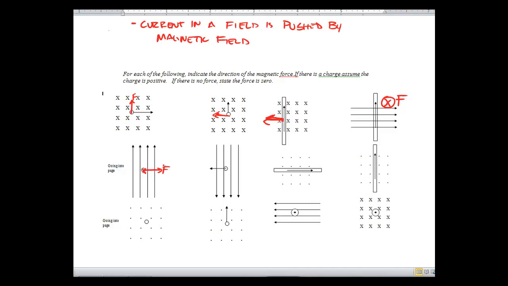And here we have a charge moving to the left. The field is down, and we see that we now have a force out of the page. That's how we draw out of the page. It's a dot. Current going to the right, field out of the page, and so the force is down. Current going up, field out of the page, so the force is to the right.